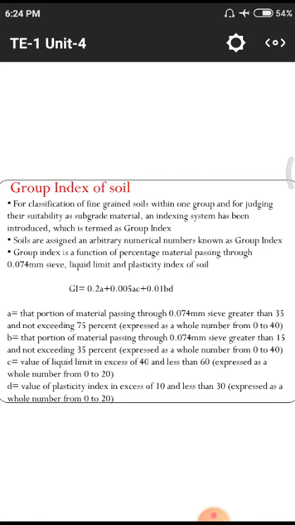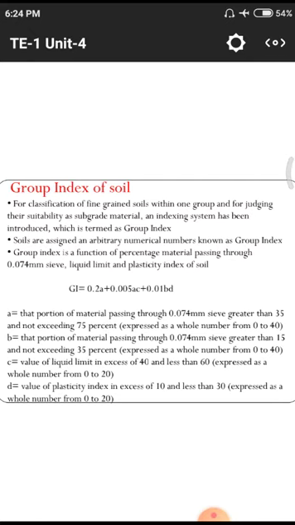Soils are assigned arbitrary numerical numbers known as group indexes. That means different soils we are having, and the group index will give a number. It is a ranking-like system, so that 1, 2, 3, 4, like these, ranks are assigned to different soil types, and by using those ranks we can choose a better land for the construction purpose, like roads in this particular transportation engineering.